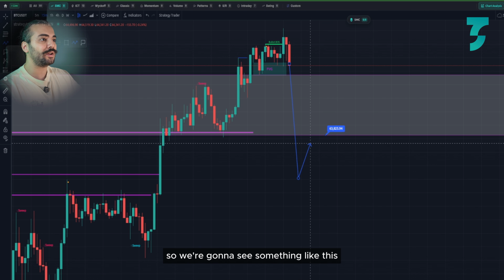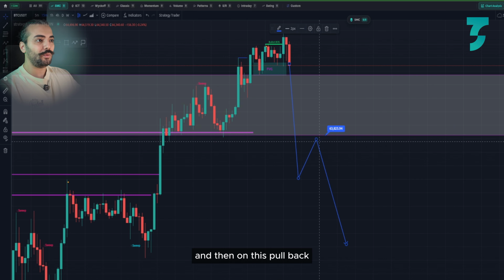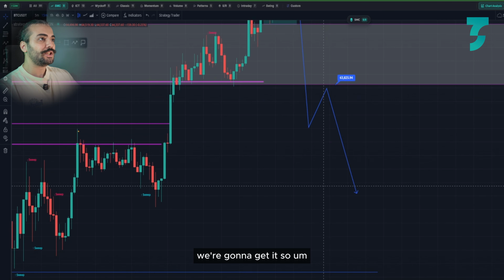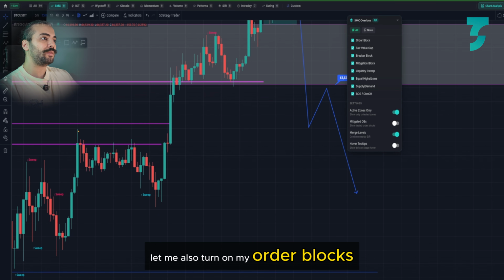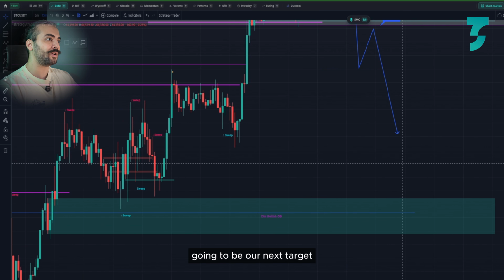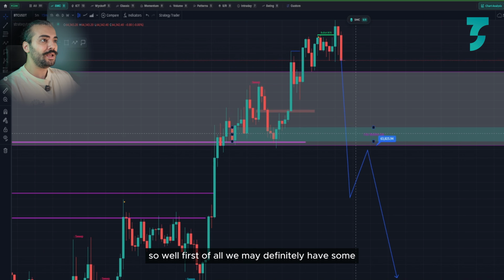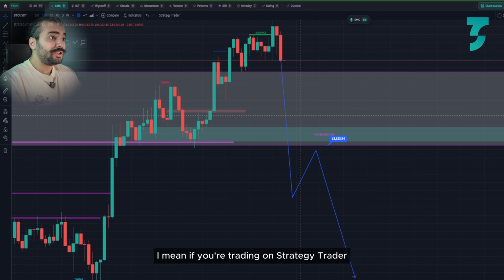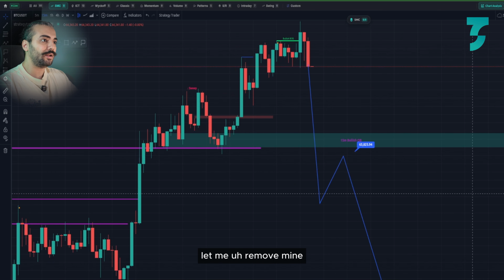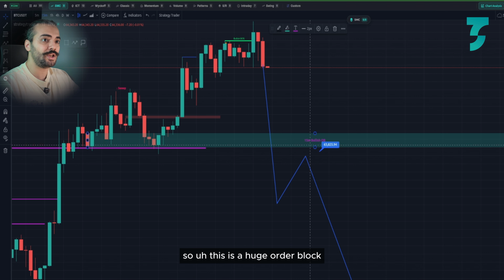So we're going to see something like this. And then on this pullback, once we see a full-bodied candle, on this pullback, we're going to get it. So let me also turn on my order blocks so you have a better understanding of what our next target is going to be. First of all, if you're trading on Strategy Trader, you should definitely know that this is a huge zone. Let me remove mine. This is generated by Strategy Trader. So this is a huge order block.